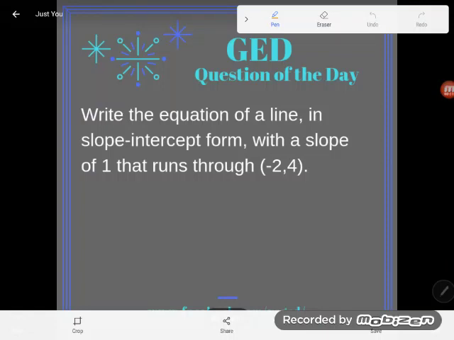Hey GED students, it's GED question of the day, and we're getting a little deeper into this area of writing equations of lines. So let's take a look at the question.